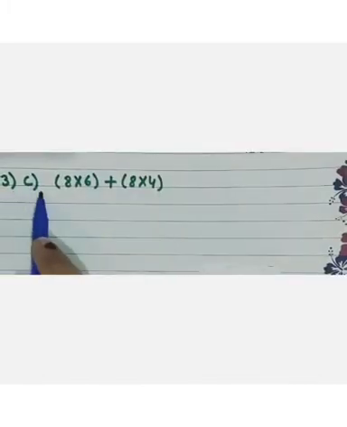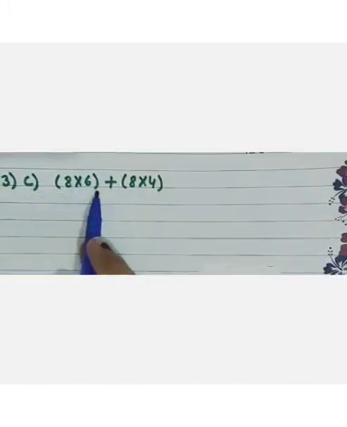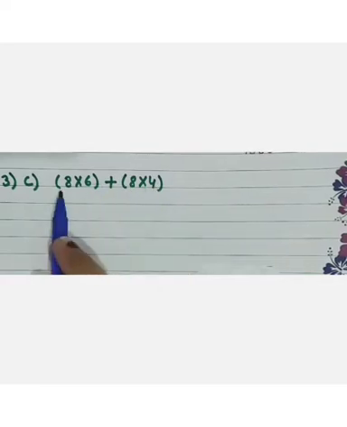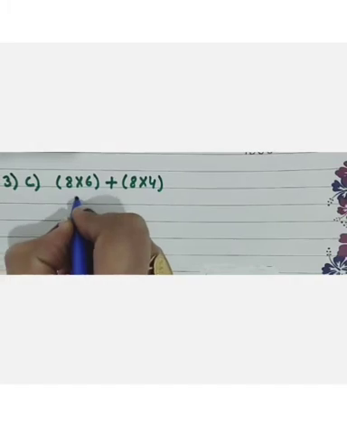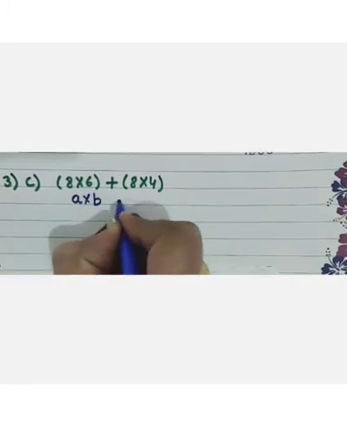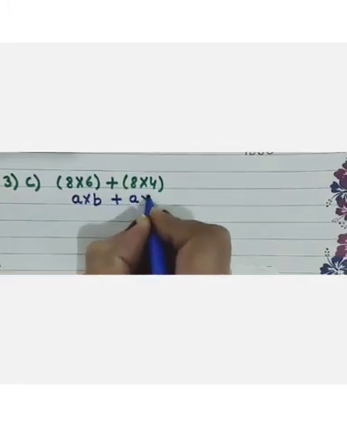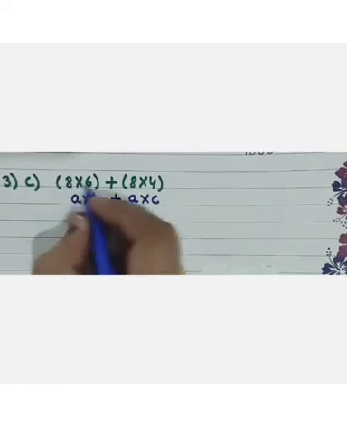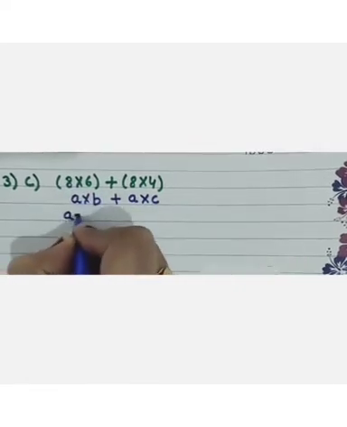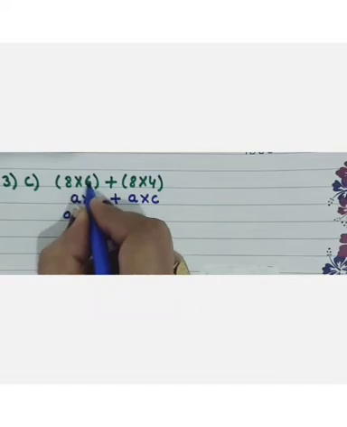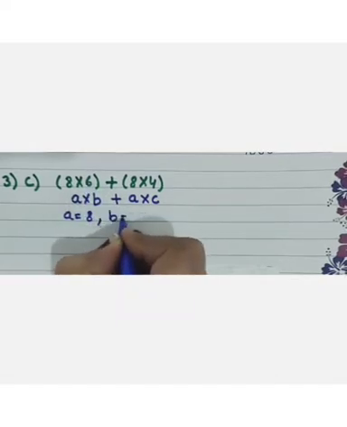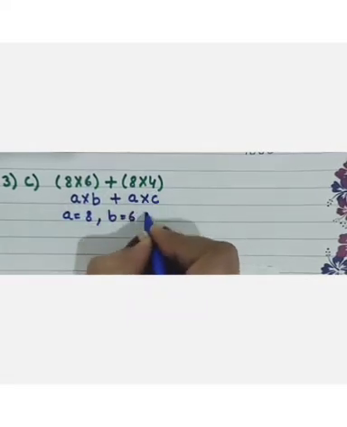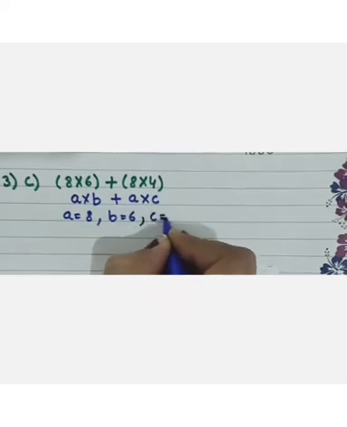In question number 3, C part, 8 multiply 6 plus 8 multiply 4. This question also we solve using distributive property. On comparing it, A multiply B plus A multiply C, we get value of A is equal to 8. Value of B is equal to 6. And value of C is equal to 4.